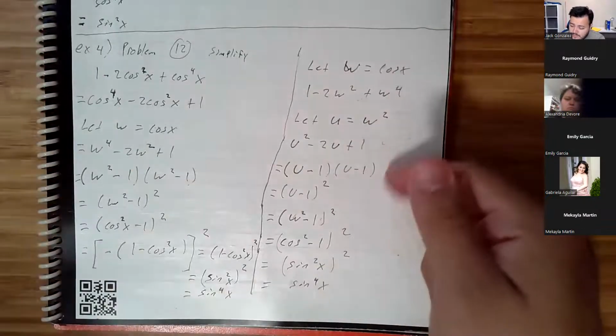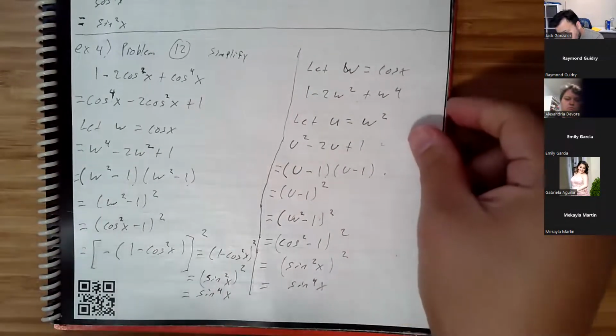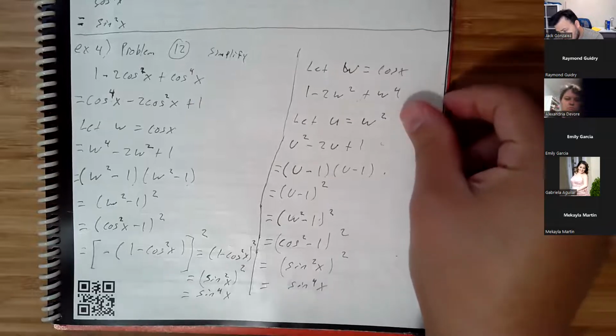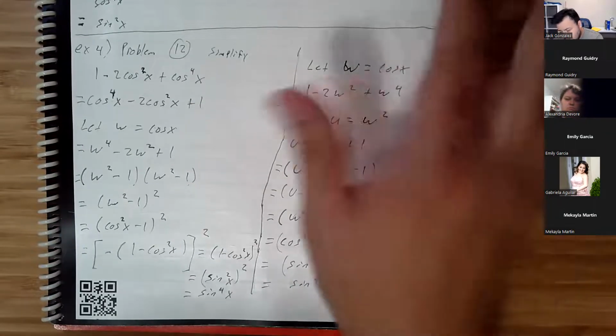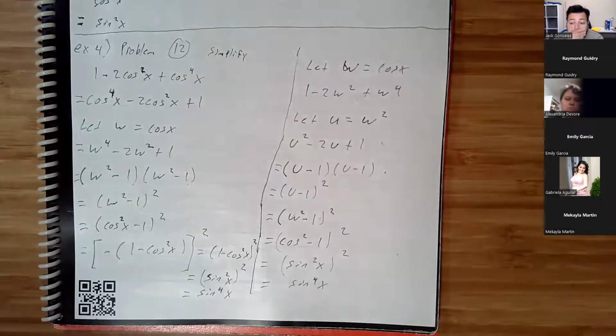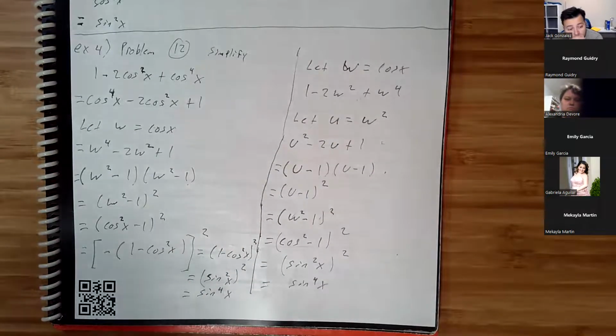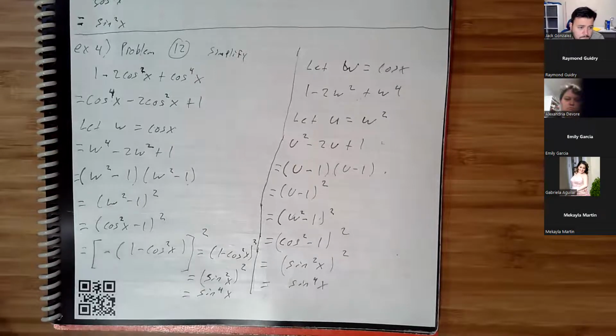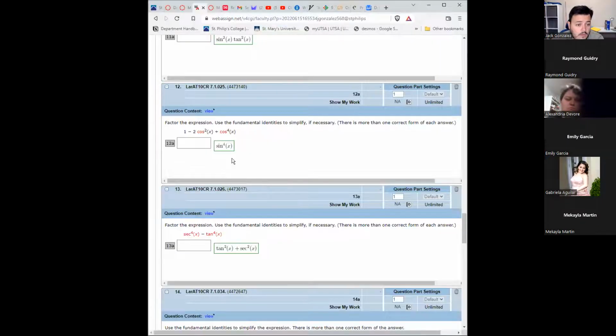This right-hand side is me trying to see if it factors nicely or not. And it did. So I decided to go this route. But as you can see, there's many things you can try, many paths you can take. I'm pretty sure there was another way to do this.